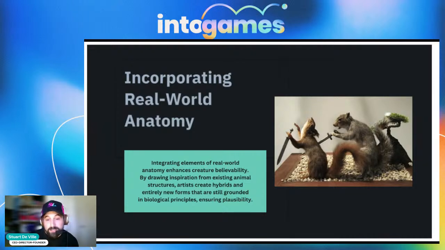Incorporating real world anatomy needs to be done right. This is a very good example. It's more of a fun example, really, of how doing it not quite right does stand out. Like you can look at this picture, and yes, it is funny, but it's just not believable.